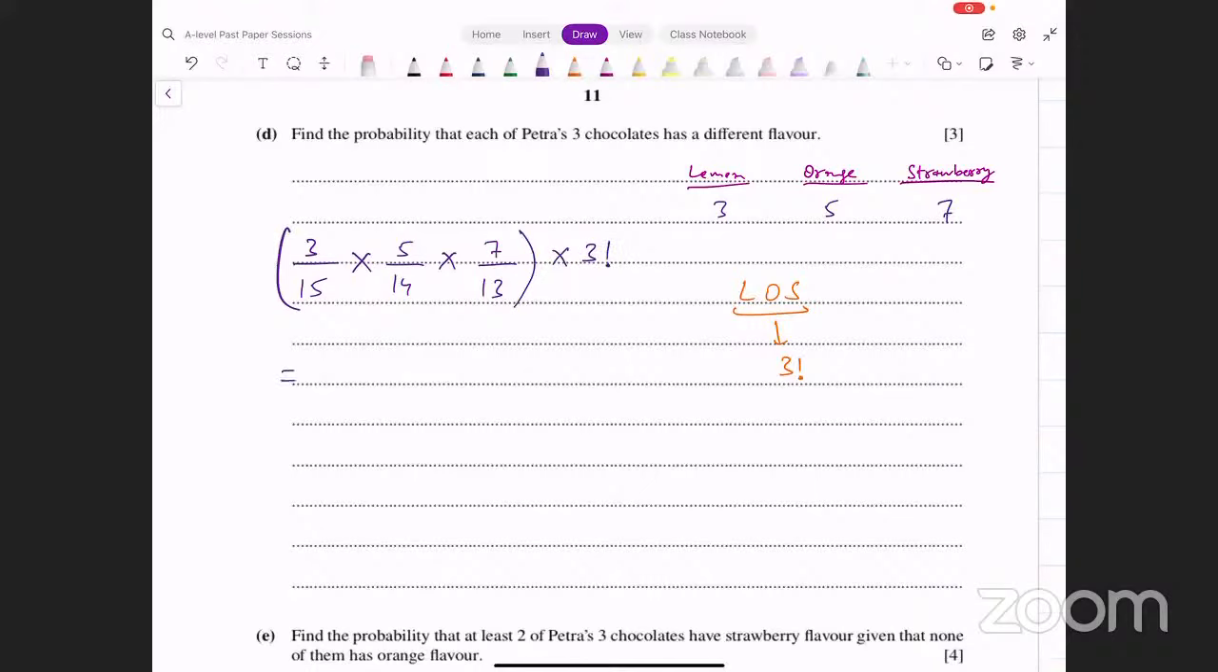Okay, let's evaluate this. 3 into 5 into 7 into 6 divided by 15 divided by 14 and 13. That gives me 3 over 13, or in decimals, that is 0.2308. That's our final result here. Okay? This is one way to do it.